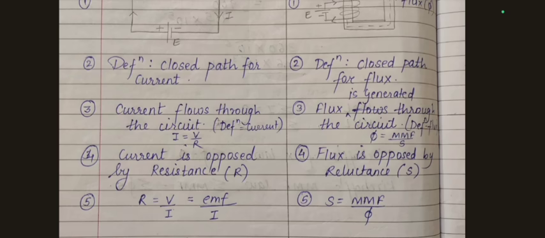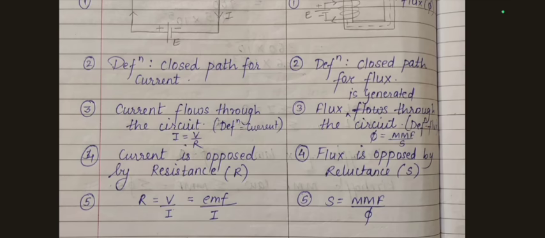Electric circuit is there, so what is it? It is the closed path for current. Magnetic circuit, closed path for flux. Then the third, you have to mention the definition of current. As I have written over here, current flows through the circuit. Here you can also write the definition of current, that is, the flow of electrons is current.